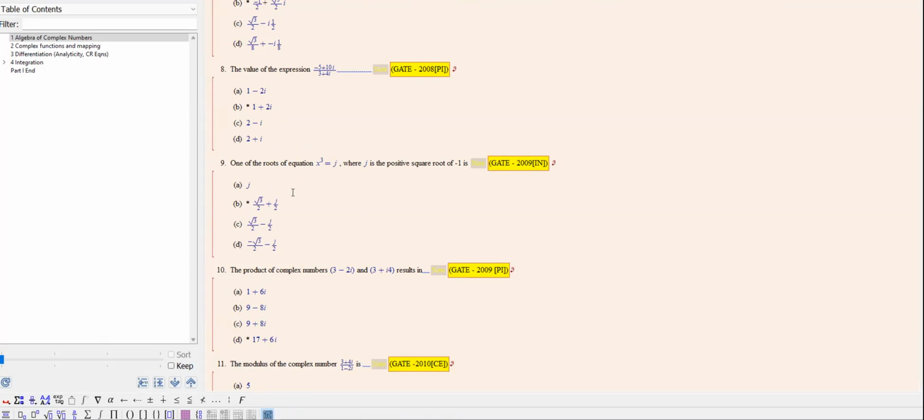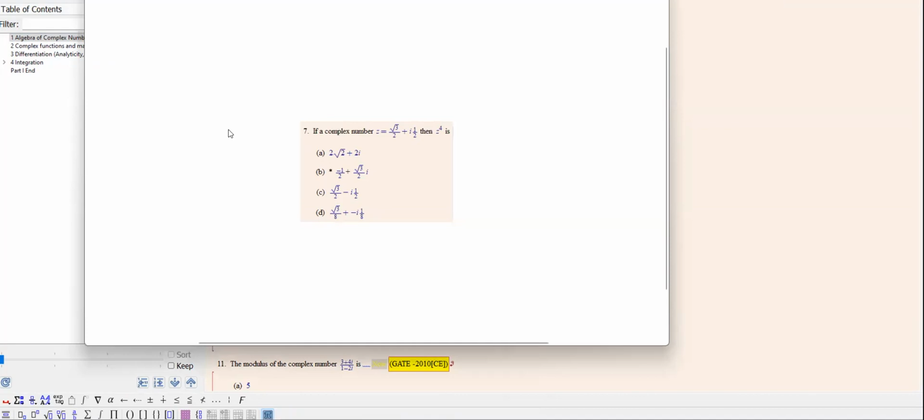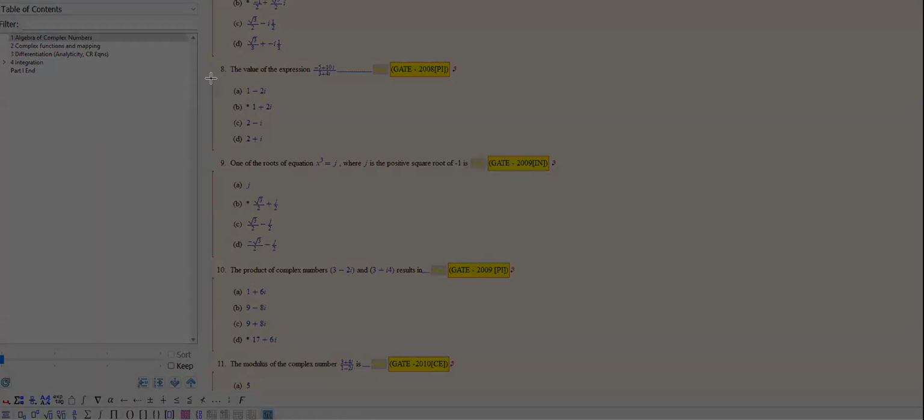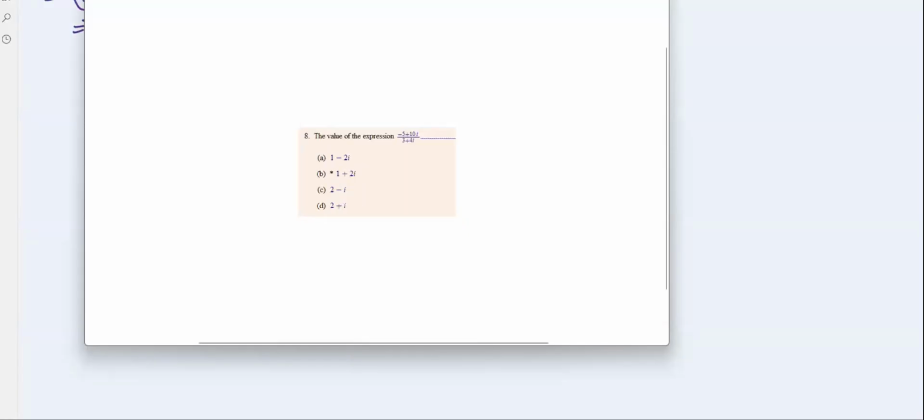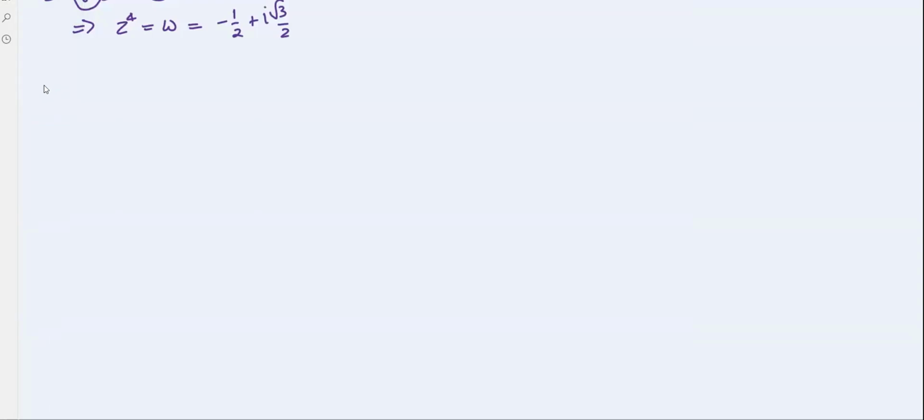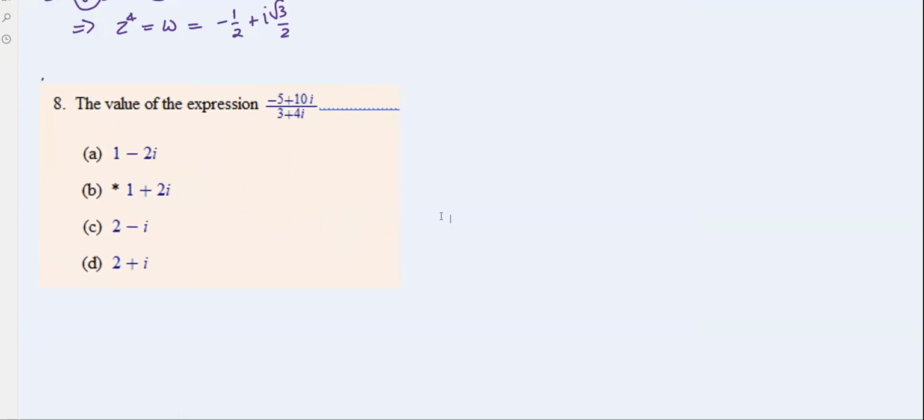So one of the roots, acha. To do this, I'm purposely going through this in this class because I have not exclusively dealt with the properties of complex number theory. But there are so many questions that come on the basics. So I'm trying to solve these to recollect the basics.